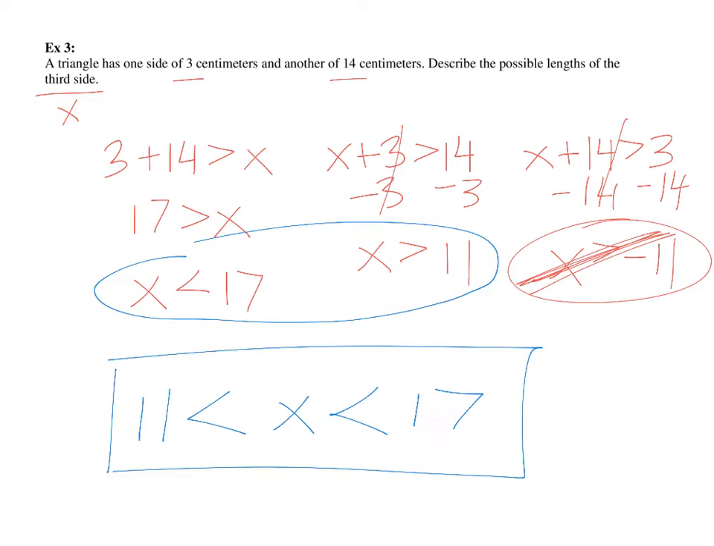And that's my answer. Or if I want to be more specific, I could say centimeters here. All right, so the side length with a triangle with these two lengths, the third side length has to be between 11 and 17. Let's go on to another example.